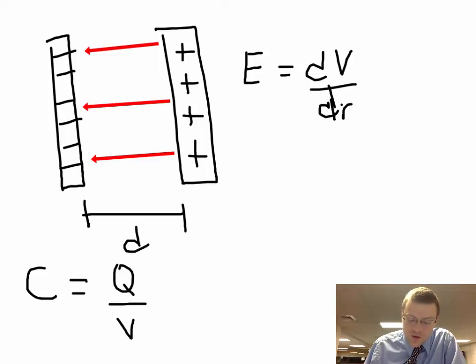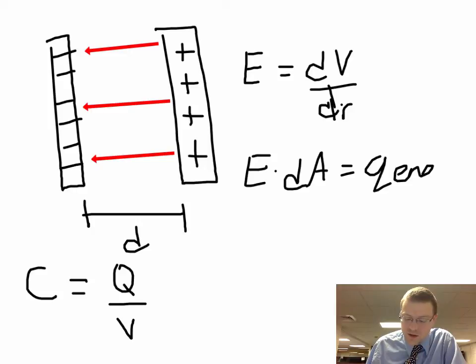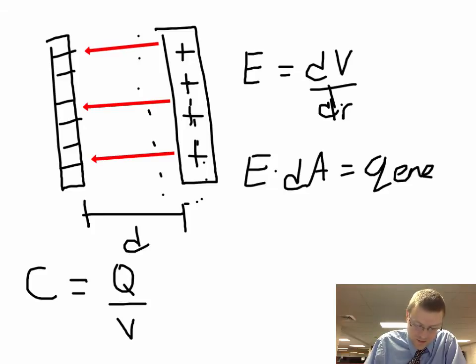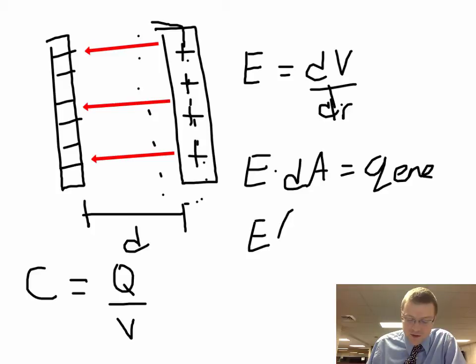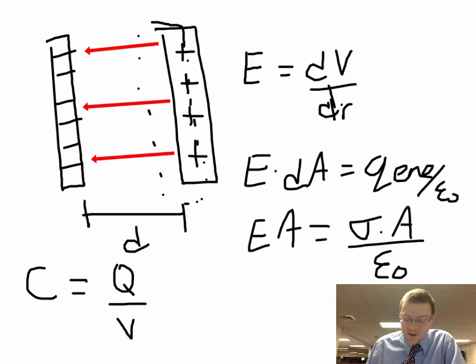Well, if we use Gauss, E dot dA equals charge enclosed over epsilon 0. And if I want to make a Gaussian surface here, why don't I make a Gaussian surface that wraps up the positive charge on this plate? So really, the area that I've got here is just A, so E times A. And since I have charge over the entire area, that means I've got sigma, and that means that the area of my Gaussian surface really doesn't matter. So the electric field from a parallel plate, again, is just sigma over epsilon 0. It's a constant.